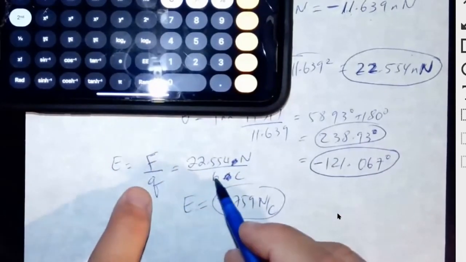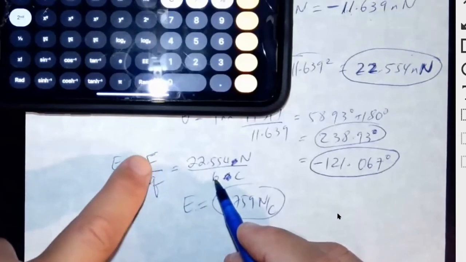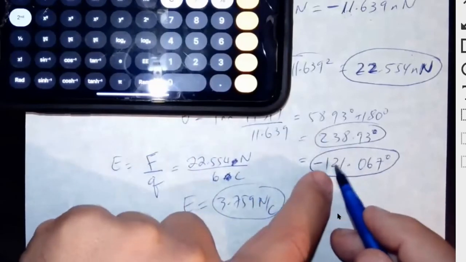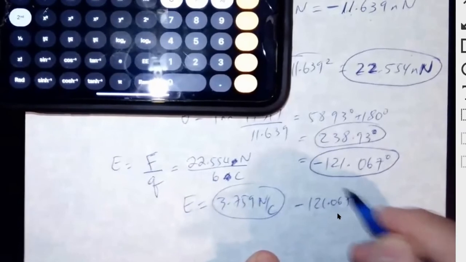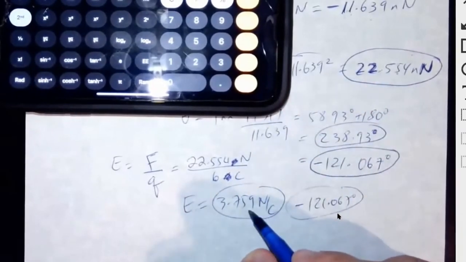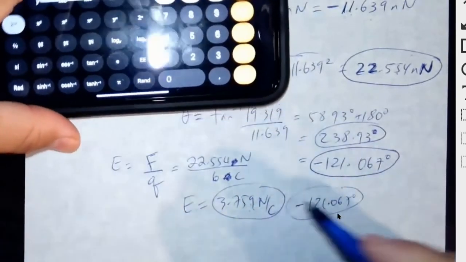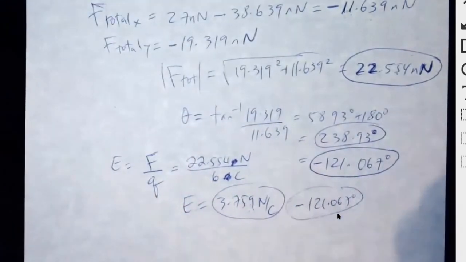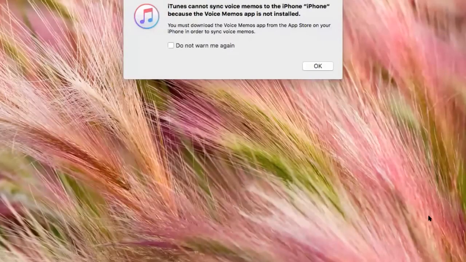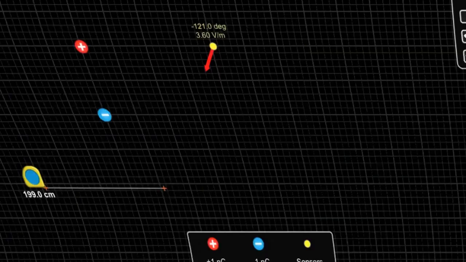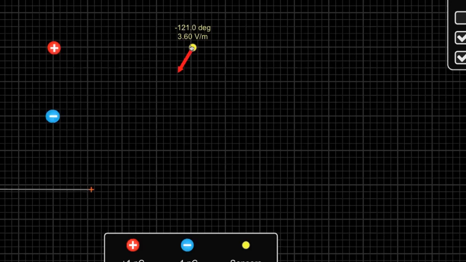And what's the direction of that electrical field? Well, since the charge is positive, it's going to be the exact same direction as the force, which is negative 121.067. So just from knowing the force, we can go backwards and say, oh, the electrical field at that location due to the first 2 charges, I expect it to be 3.759, and then go back and check it. What am I getting? I'm getting 3.759, right? It's slightly off, but that probably depends on where I put this, 3.759.